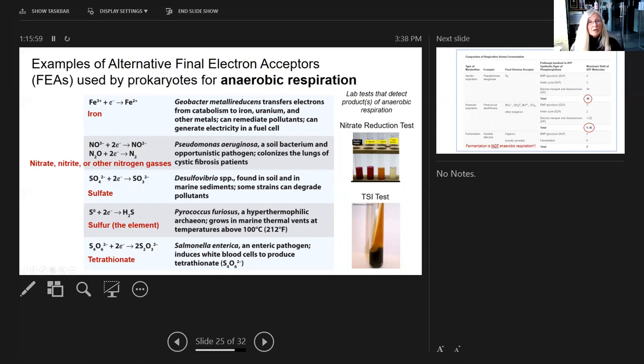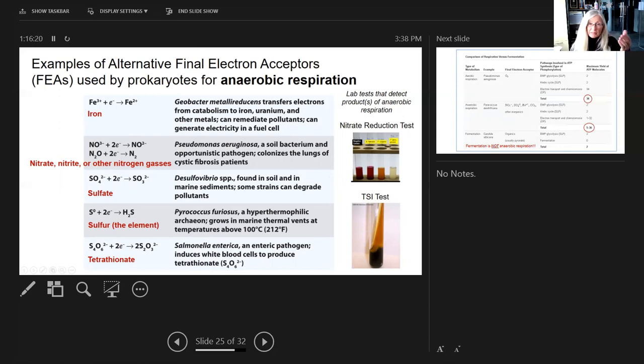Here's iron, which can be used as a final electron acceptor in place of oxygen. Nitrate, nitrite, or other nitrogen gases are also used. This is part of the nitrogen cycle, which you'll hear about. Sulfate can be used as an alternative to oxygen. Sulfur, this is tetrathionate, right? So these are all different sulfur-containing compounds.